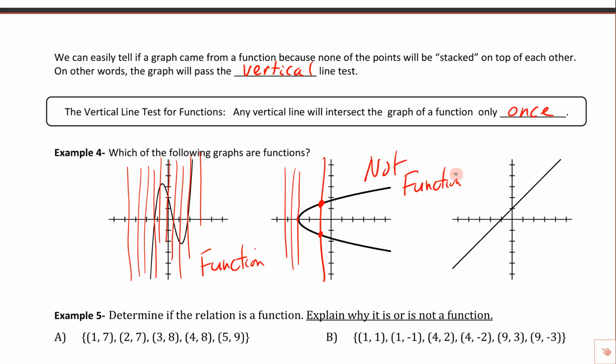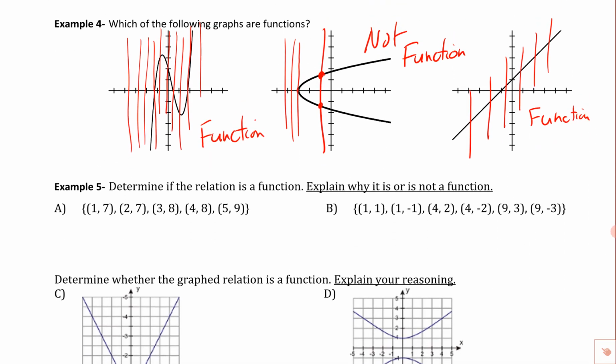So the vertical line test is really cool. We don't have to do any mappings. We don't have to think about the ordered pairs or anything like that. All we have to do is look at it and say, gosh, can I draw a vertical line that touches the graph more than once? And on this one right here, every one of those lines crosses it just once, so that one is definitely a function. Okay, so visually it's really easy to tell.